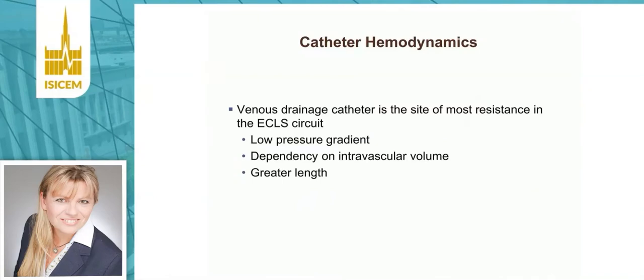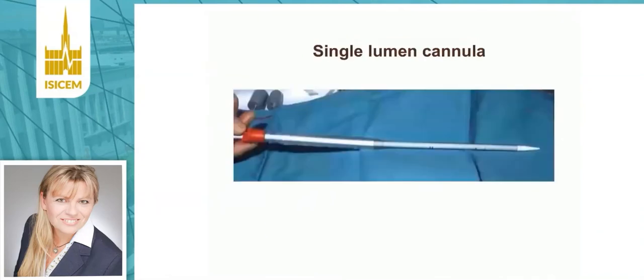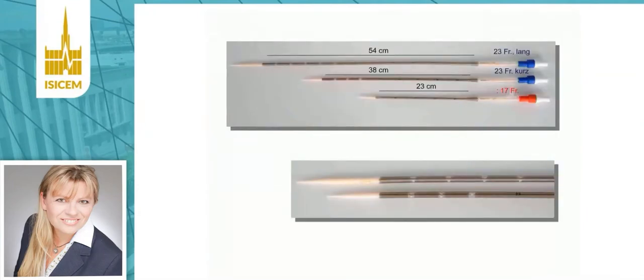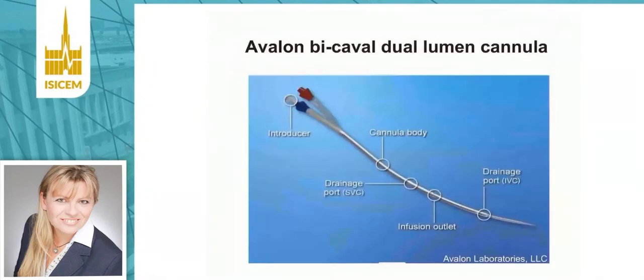Here you can see how the single lumen cannula looks. It can be used for drainage or return. There are some examples of different cannulas for single lumen cannulation, or the bi-caval dual lumen cannula developed by Zwischenberger in the 80s of the last century. You have the introducer, drainage ports, two drainage ports on the tip and in the cannula body, and the infusion outlet.